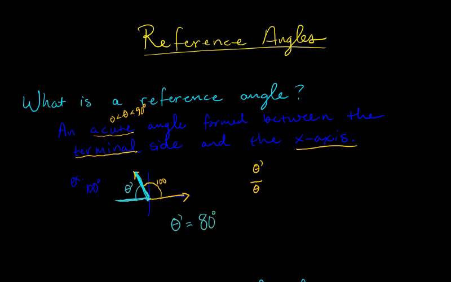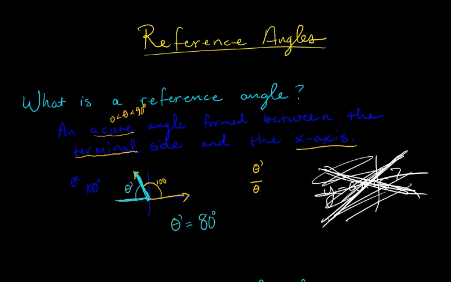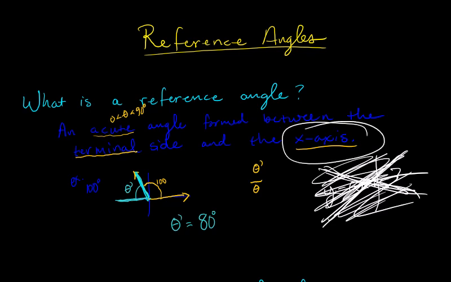All right, so a reference angle is just an acute angle formed between the terminal side and the x-axis. You may be asking yourself this question: Mr. Yasuda, can I use the y-axis? Could I use the terminal side and the y-axis? In this case, it would have been 10 degrees. Does that matter? The answer is yes, it does. And no, you cannot use the y-axis. So don't ever use the y-axis. Only use the x-axis when trying to find the reference angle.